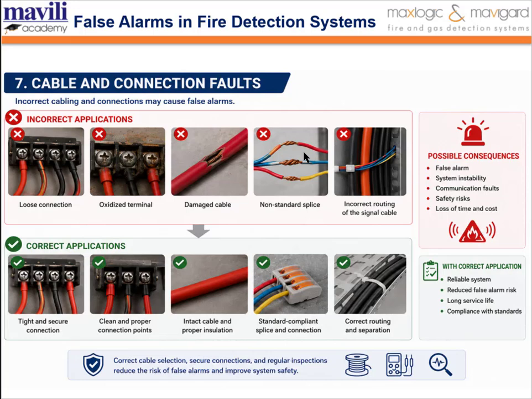In addition, routing signal cables incorrectly or making connections that do not comply with the manufacturer's instructions can negatively affect the system stability. Therefore, using the correct cables, secure connections, appropriate splicing methods, and testing the circuit continuity during the installation are among the most important practices that reduce the risk of false alarms.